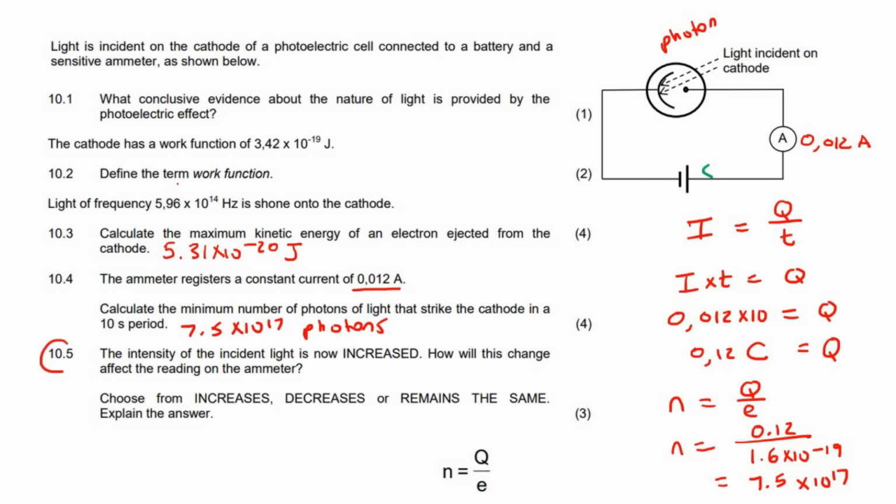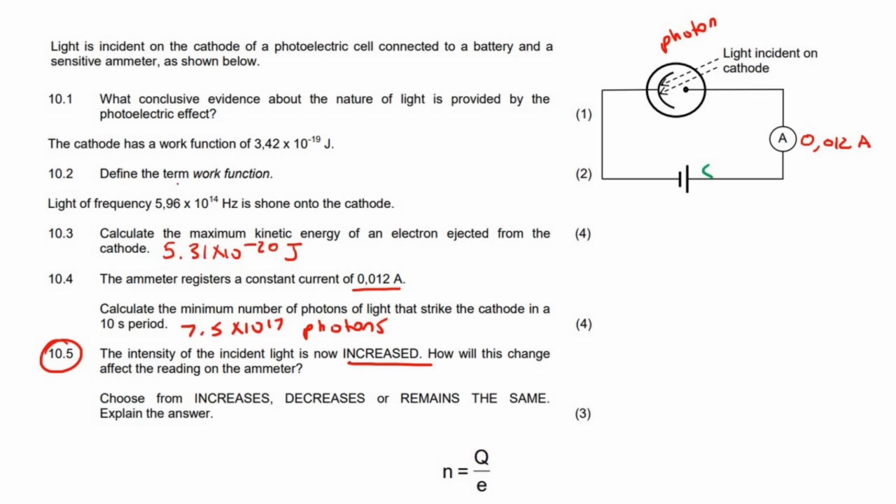Then this last question says the intensity of the light is increased. When you change intensity, it means that there will be more photons. That means there will be more electrons being released. If you have more electrons being released, you would have more charge, and so the current would go up. It asks how this change will affect the ammeter: increases, decreases, or remains the same. So we'll say increases.